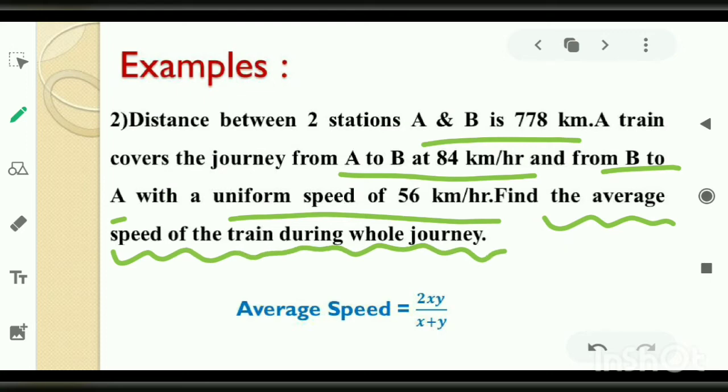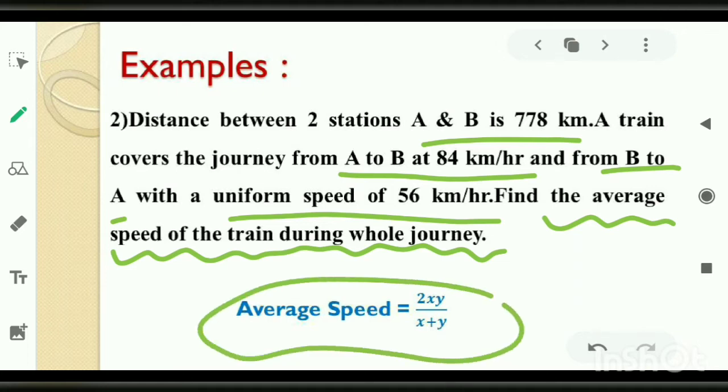Okay, in the previous lecture we have seen one formula relating to this scenario. Do you remember? Good. What is that? If a train or a man or some moving object covers some distance with speed x and comes back, covering the same distance again with some other speed y, then the average speed taken to cover the whole journey is nothing but 2 into x into y whole divided by x plus y. Okay, what is the x given here?